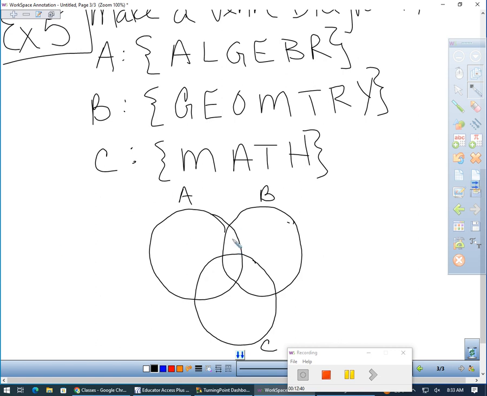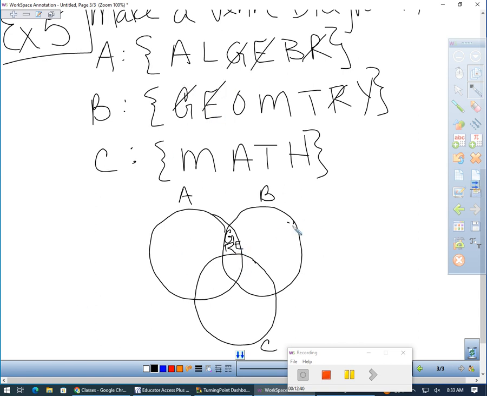Do I have anything in common between A and B? G. I'm going to put G in there, and R. All right. Since I have my G and R already, I'm going to cross those out. Oh, E. Yes. Thank you. I'm going to squeeze that in my little spot right here. Pretend that fits.